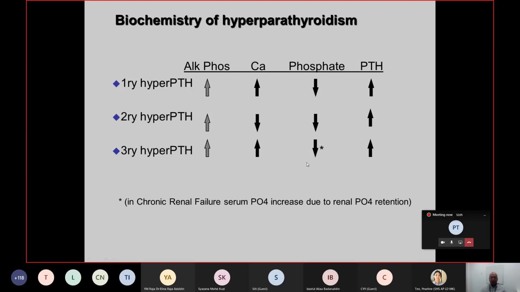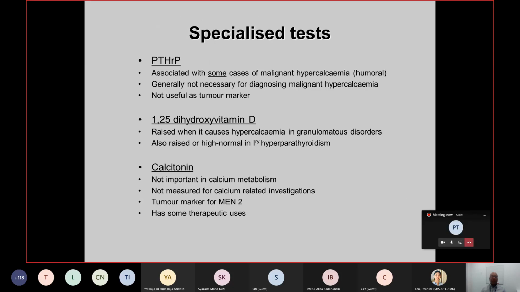Now, in long-term hyperparathyroidism, phosphate should be low. So if tertiary hyperparathyroidism is due to long-term vitamin D deficiency, phosphate would be low because PTH increases phosphate excretion. However, in renal failure, the kidneys cannot excrete phosphate, so phosphate would in fact be high in tertiary hyperparathyroidism due to chronic renal failure. I'll just touch on the specialized tests that are sometimes mentioned in relation to hypercalcemia.